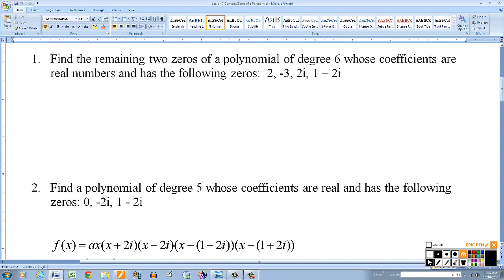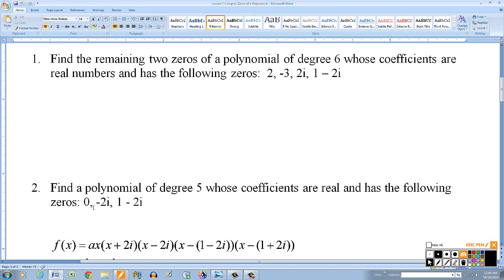Here's where I'm going to use what I said a while ago. If k is a zero of a polynomial, then x minus k is a factor. This one states, find a polynomial of degree 5 whose coefficients are real. Notice it says coefficients are real. So that tells me that if it has any complex zeros, they have to come in pairs. If a plus bi is a zero, then a minus bi has to be a zero, and so on. So I get the zeros of 0, minus 2i, and 1 minus 2i.